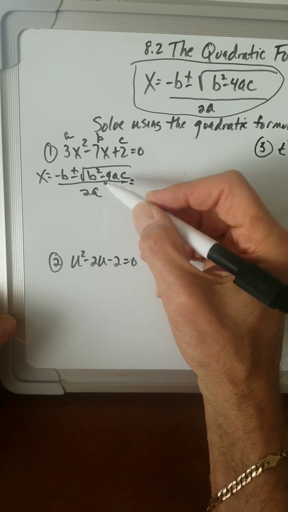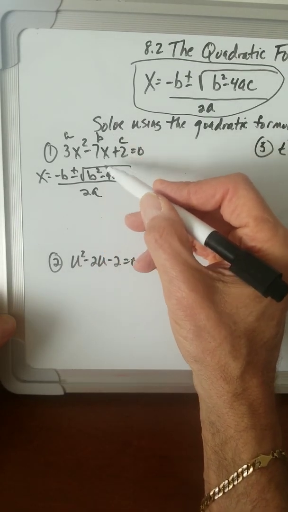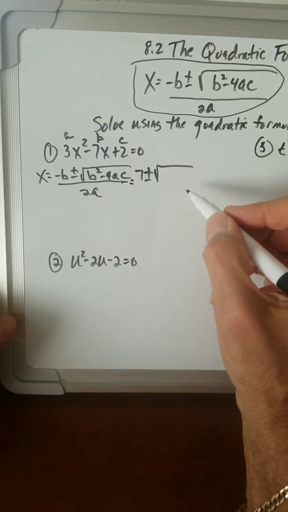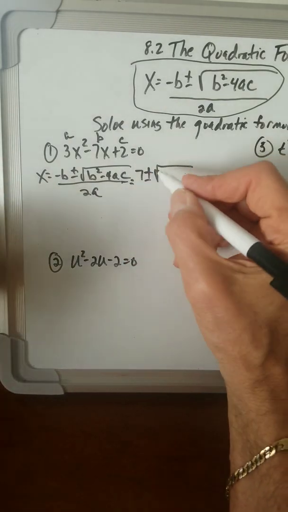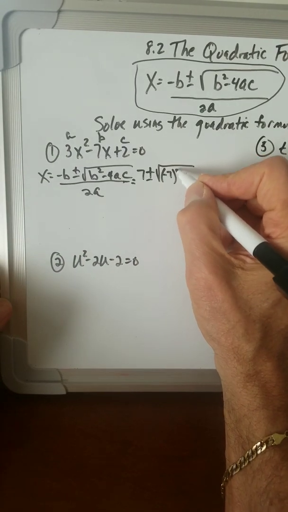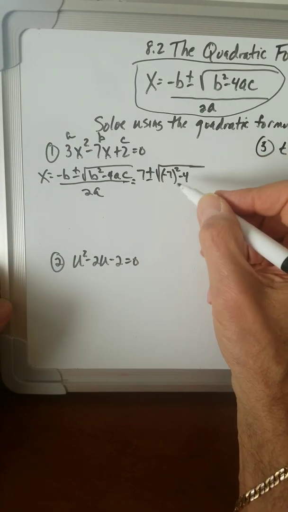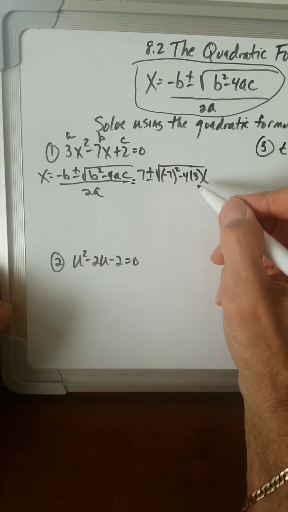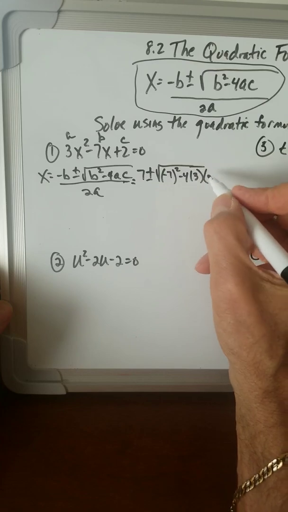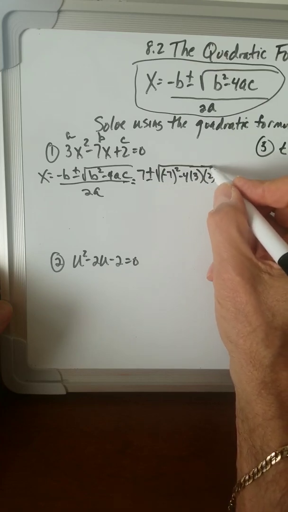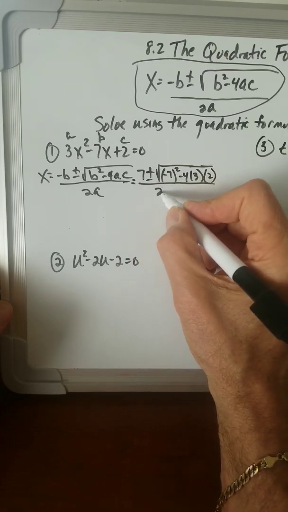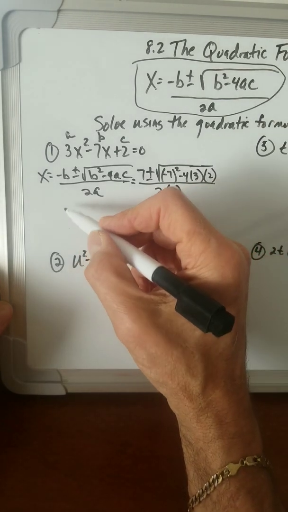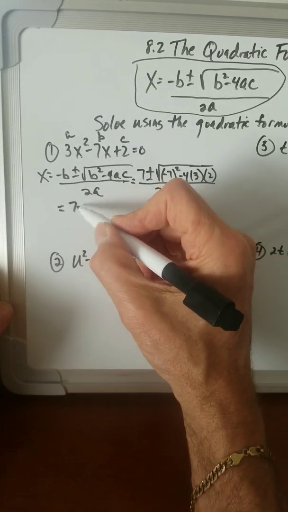Okay, and we have the opposite of b, and b is negative 7, so it is equal to 7 plus or minus the square root. And we have b squared, which is negative 7 squared, minus 4 times a, which is 3, and c, which is positive 2, all over 2 times whatever a is, and a was 3. So it equals 7 plus or minus.